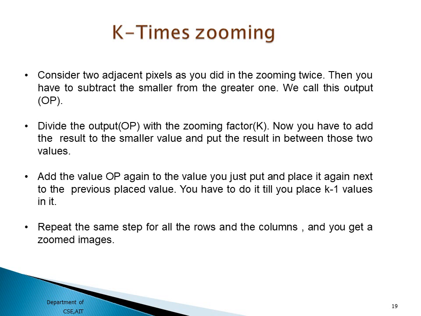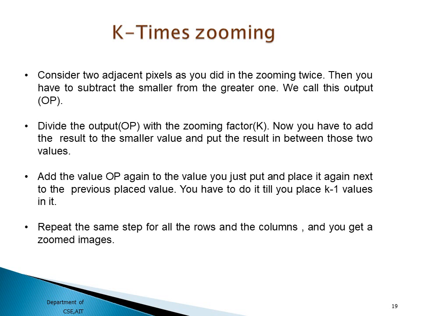So what we are going to do in this particular method is subtract the smaller value from the greater one. Say suppose I call that value OP. This OP value will be divided by the zooming factor, that is k. The k value will be equal to 2 if we want to zoom it twice, and equal to 3 if we want to zoom it thrice. Now we have to add the result to the smaller value, and that value is going to be added in between the 2 pixels we had considered initially.